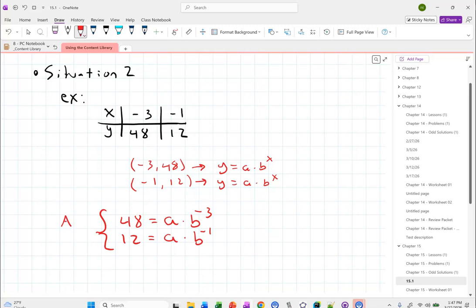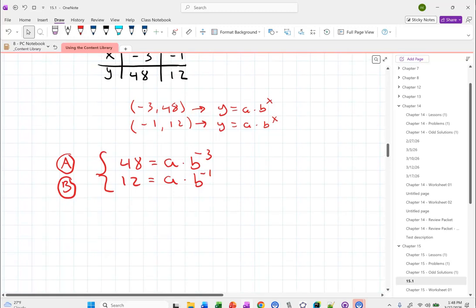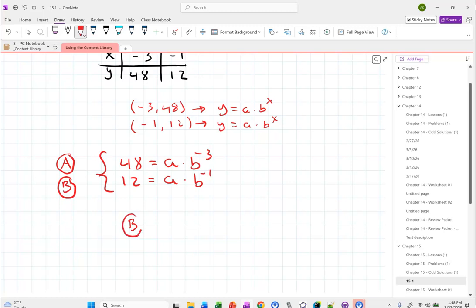So I'm going to refer to this first equation as equation A and this one as equation B, just so I can notate what I'm doing on the sheet of paper so you guys, if you look back at it, you understand what we're doing. So what we're going to do is divide the two equations. Usually I want to pick the numerator of my division problem to be the equation with the bigger value for the exponent. So that would be equation B, because -1 is bigger than -3. So I'm going to do equation B divided by equation A.